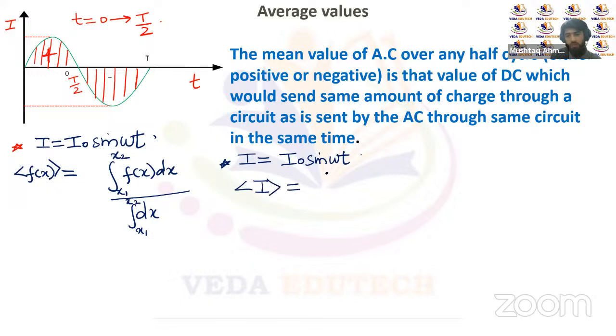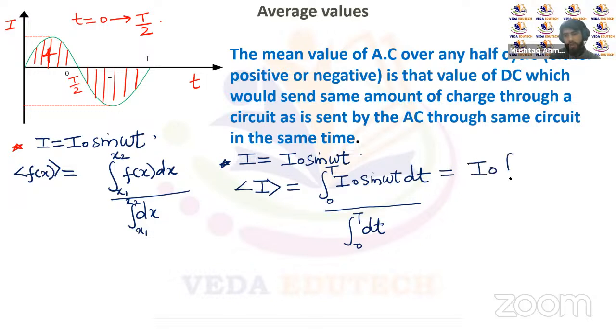So the average of this current will be the integral of I naught sine of omega t dt with the limits 0 to capital T, because it's for the complete time period, upon the integral of dt with the limits 0 to capital T. So it will be I naught integral of sine of omega t dt with limits 0 to T upon integral of dt, which will be T, the time period.